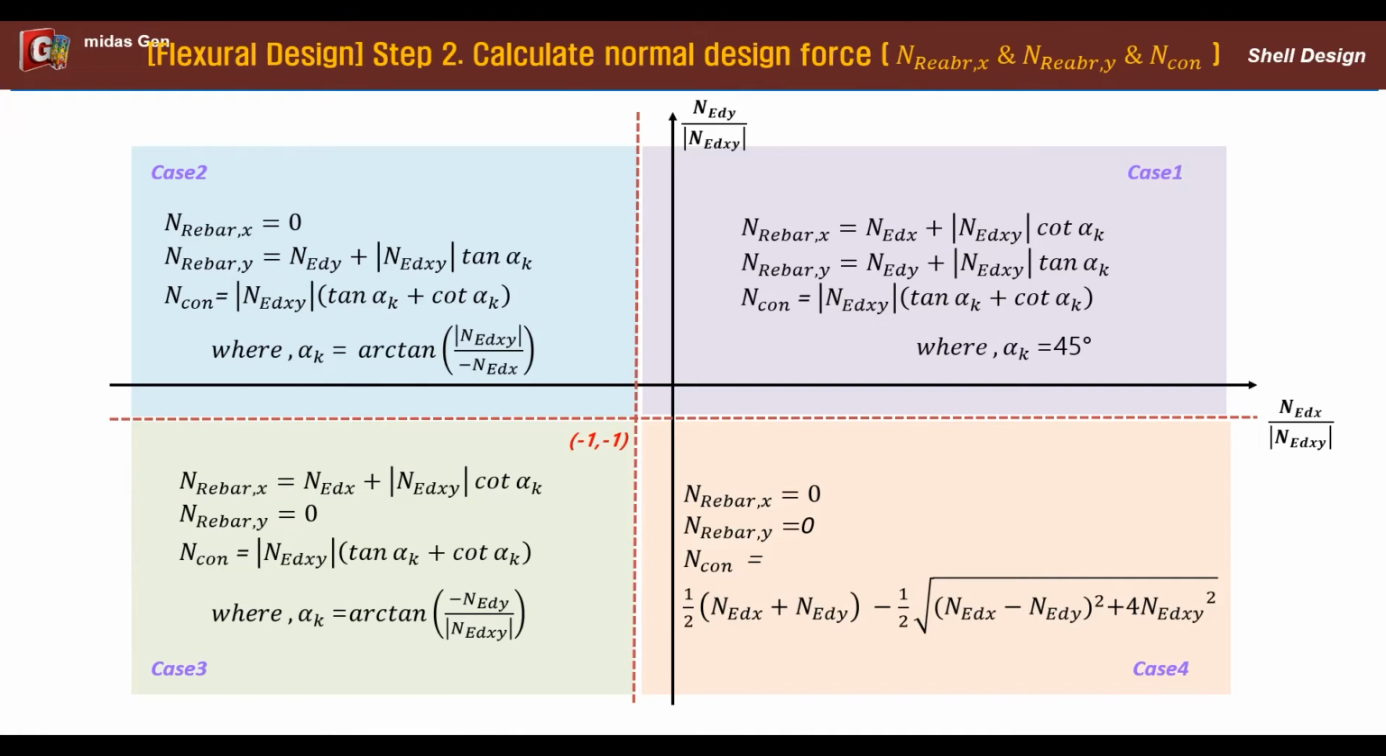Step 2. Calculate normal design force. The normal design force calculation formula should be applied separately in 4 cases. According to the ratio of NEDX and NEDY to NEDXY, it is classified into cases 1 to 4. The tensile and compressive normal design forces for each case are according to this figure. For example, if the values of NEDX and NEDY to NEDXY are greater than -1, then it is applied to case 1.